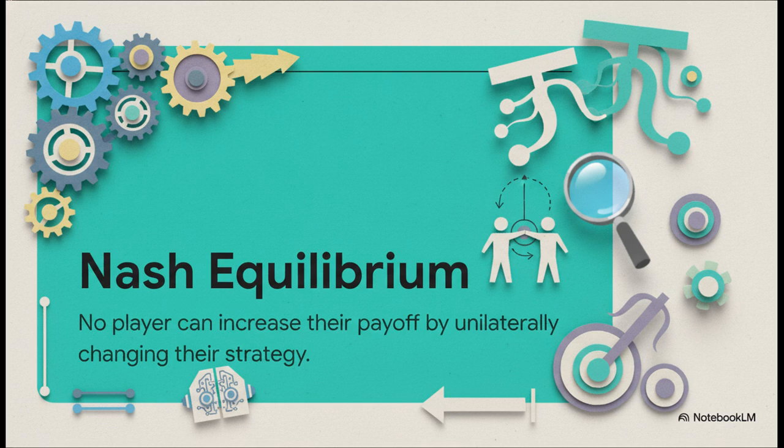Originally proven back in the 1950s using some pretty complex fixed-point theorems, mathematicians today are actually rewriting the rulebook. They're using new concepts, like root functions, to prove this equilibrium exists in entirely new ways, which shows that even the most established rules of the game are still evolving.